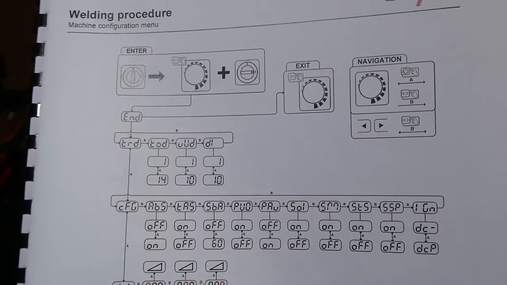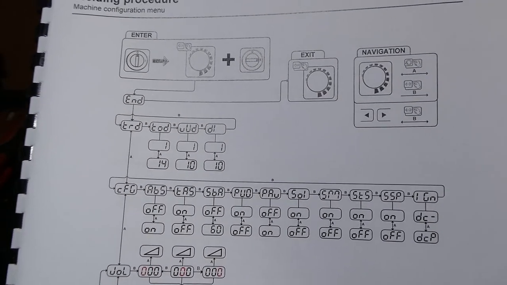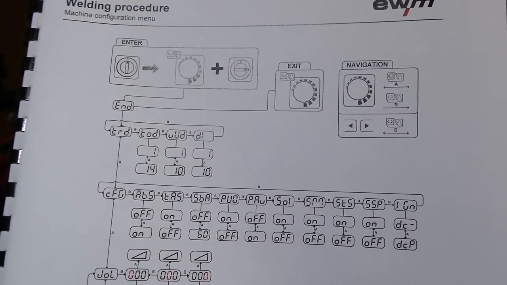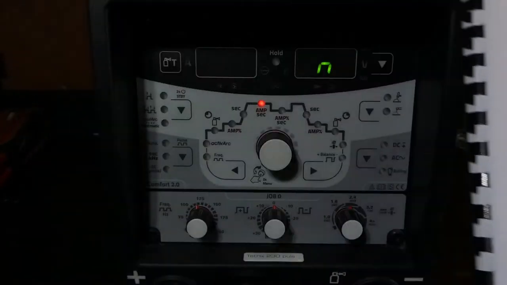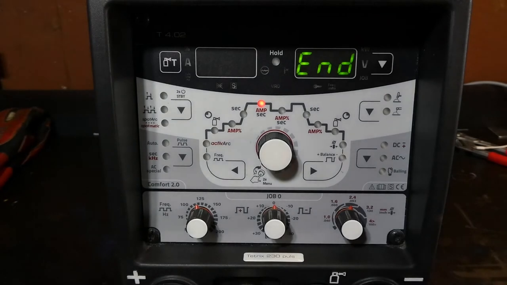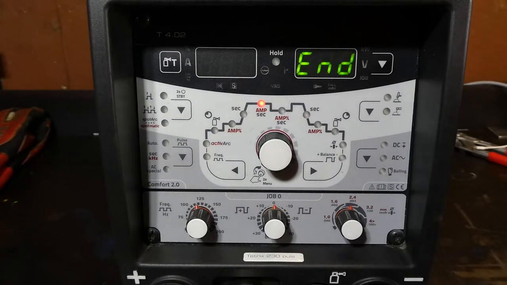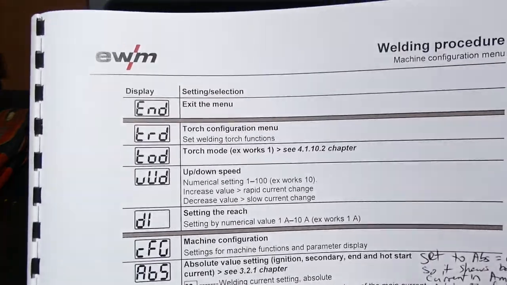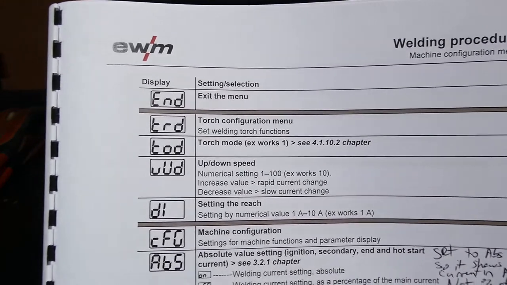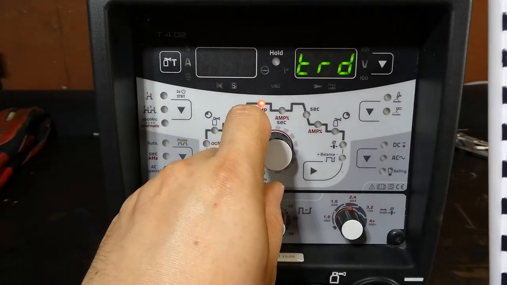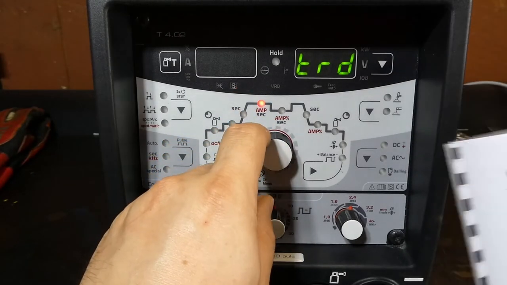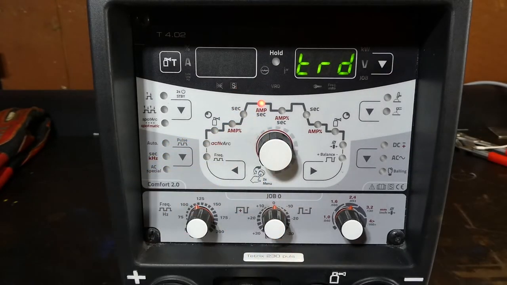So it's just a matter of following the arrows. So if you need information on what each of these three-letter codes mean, they're all in the book. Right here. So currently we're on end. To cycle through the menus, here we are, we're on TRD. That's a torch configuration menu.